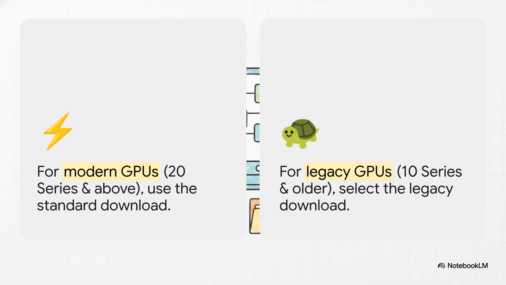But if you're rocking a legacy GPU, like a 10 series card or older, you absolutely must select the specific legacy portable download. That one is built with CUDA 12.6 and Python 3.12 to ensure it actually works for you. So definitely take a second to check your computer specs right now so you know exactly which path to take.